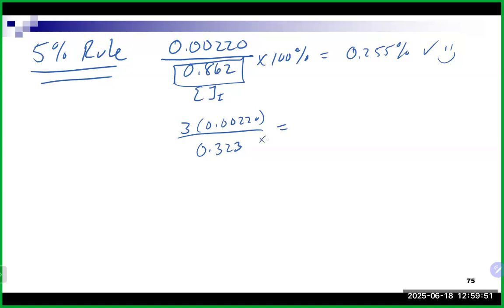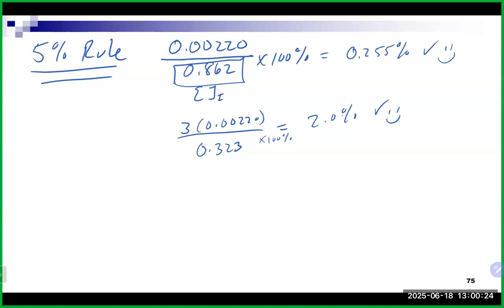And times it by 100. So even if you did the 3 times 0.00220 and divided by 0.323 times it by 100, you're at 2.0%, also good. In my experience, if you check one is good, you probably don't need to check them all. You'd probably be good by just at least checking one of them. It should be okay. So since we did our check here and it's 5% or less, the check is good and our assumption is good.